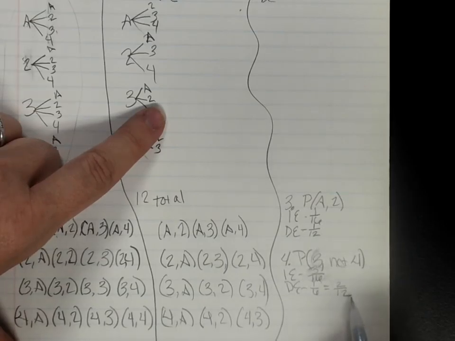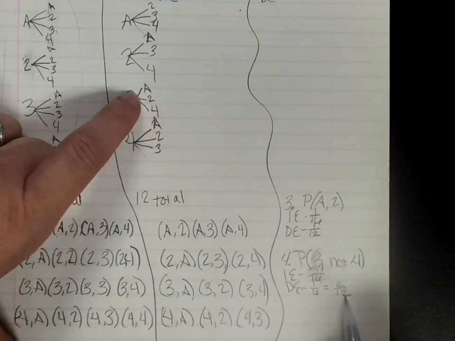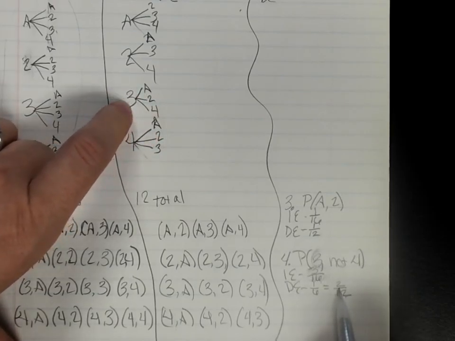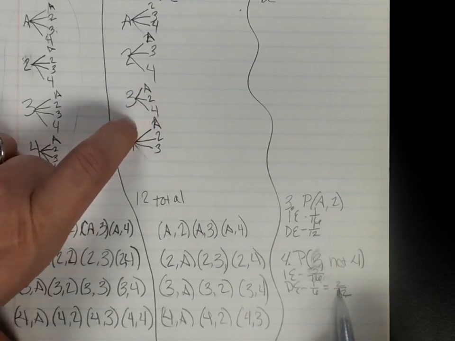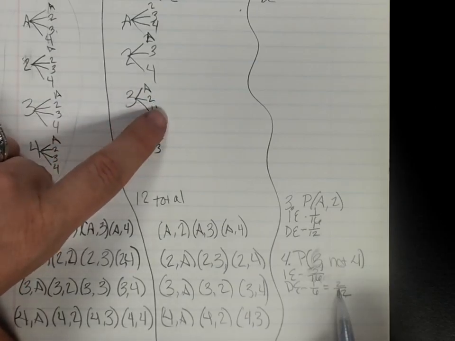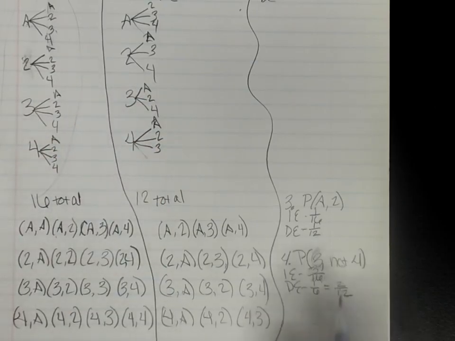So that's 2 twelfths. Why did you put 12 at the bottom? You told me why you put 2 at the top. You told me that there's only 2 ways to get 3 that's not 4, 3A and 3-2. Because for A, you can't use A, so it'd be A2, A3, A4. For 2, you can't use 2, so it'd be 2A, 2-3, 2-4, and same for 3 and 4.